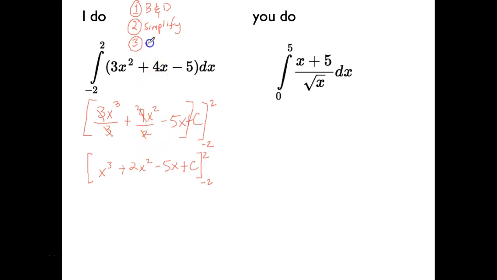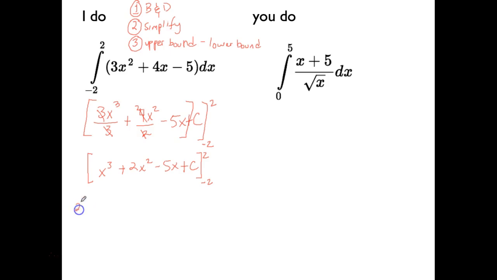Okay, and the next step is to actually get the area. You plug in the upper bound, and then you're going to get the answer there, and then you subtract it by plugging in the lower bound. And this will give you the area of the function from -2 to 2. So we're going to plug in the upper bound. So we're going to plug in 2.